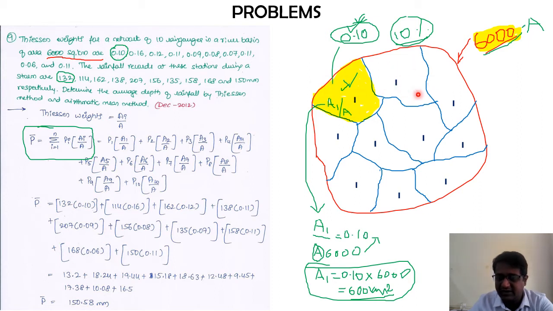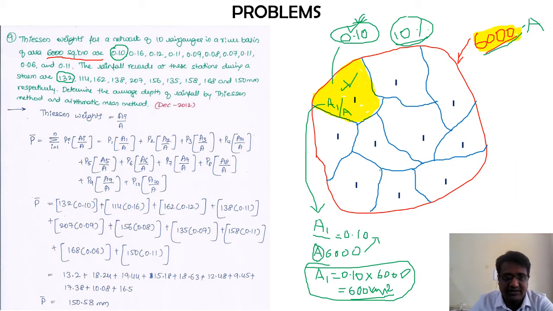Like this you need to go on doing this for the entire 10 sections, then you will get the total precipitation. But in this problem they are asking you to determine the average depth of rainfall, so you need to determine the mean precipitation. For mean precipitation we have a fixed formula that we can use. I hope this clears up the difference between the previous problem and this particular problem.